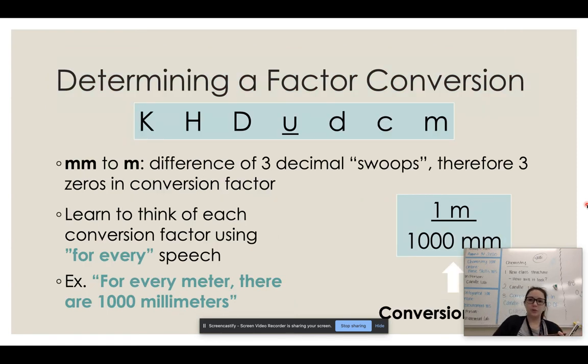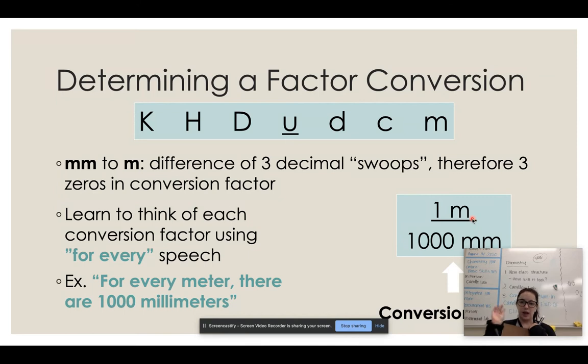So, determining a factor conversion. If I go from millimeters to meters, there's a difference of 3 decimal swoops. Therefore, there are 3 zeros in my conversion factor. A good way to determine this is to learn to think of each conversion factor using the phrase "for every." So like I said, for every 1 meter, there are 1,000 millimeters, or for every 1 kilogram, there are 1,000 grams. And so my conversion will look something like this.